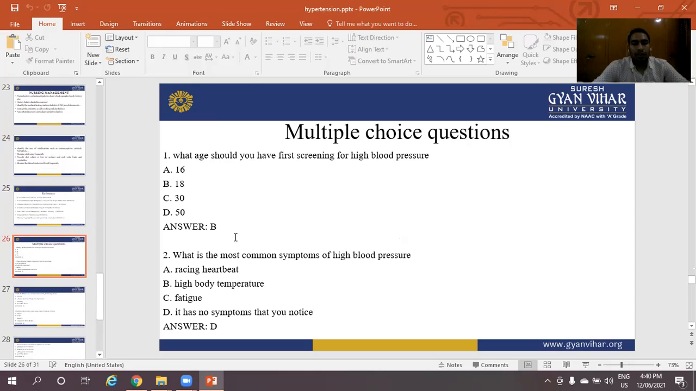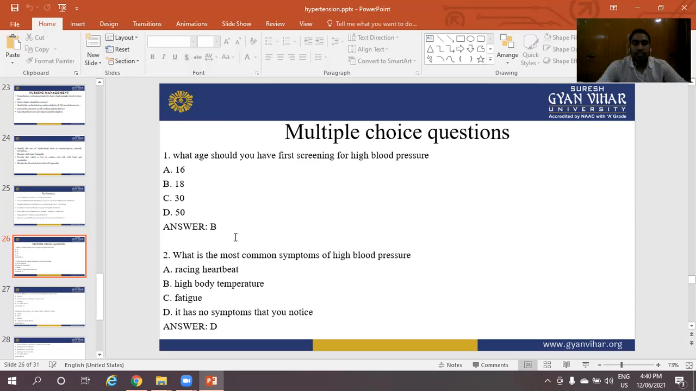Next, we discuss multiple choice questions, MCQs, regarding hypertension. What age should you have your first screening for high blood pressure? Option A is 16 years. Option B is 18 years. Option C is 30 years. Option D is 50 years. The right answer is 18 years.